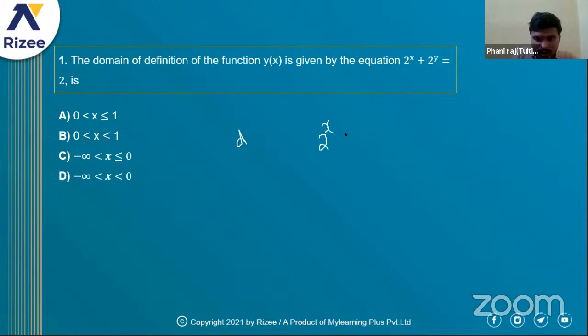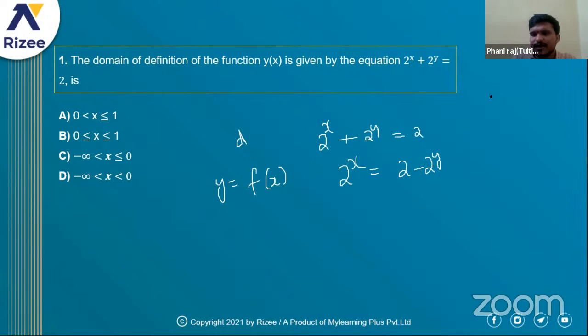We're given 2 power x plus 2 power y equal to 2. Now here y is f of x. Firstly we'll see this. 2 power x equal to 2 minus 2 power y. If you know the graph of the exponential function, it is strictly non-zero. So obviously this is 2 minus a strictly non-zero term. So 2 power x equal to 2 minus something non-zero.